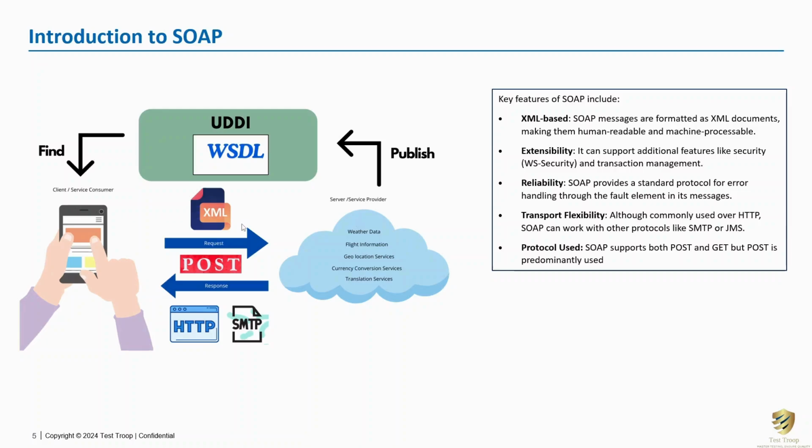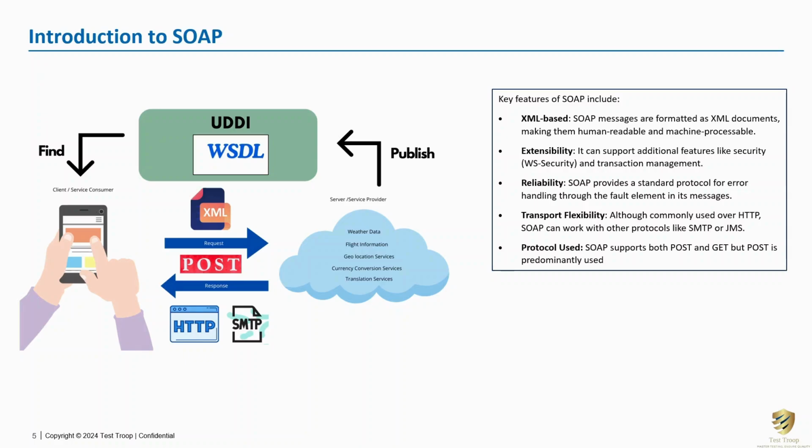SOAP uses XML format to exchange the data between the server and the client. Both the request and response format will be of type XML. SOAP mainly uses HTTP, Hypertext Transfer Protocol, or SMTP, Simple Mail Transfer Protocol, for exchanging the information between the client and server. SOAP uses both POST and GET methods, but POST is predominantly used by the client to request a service from the service provider or a server.